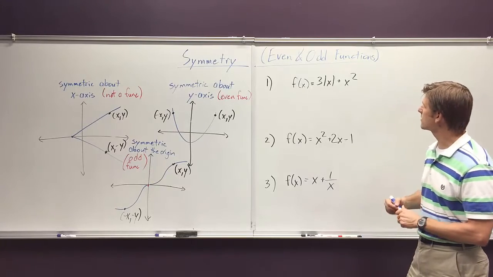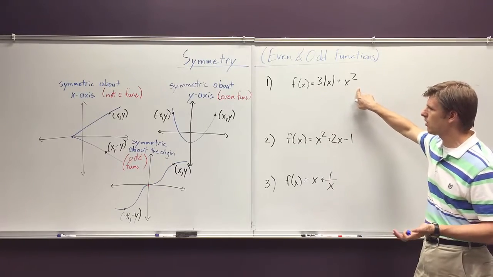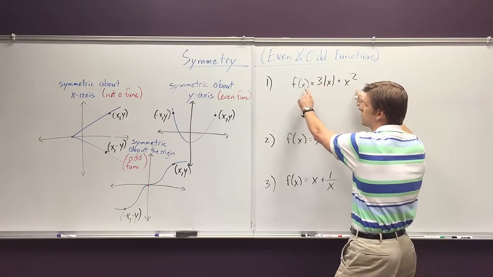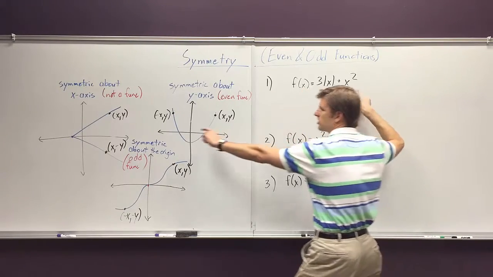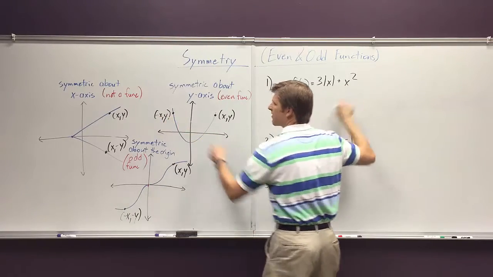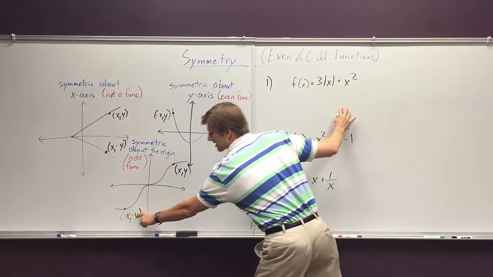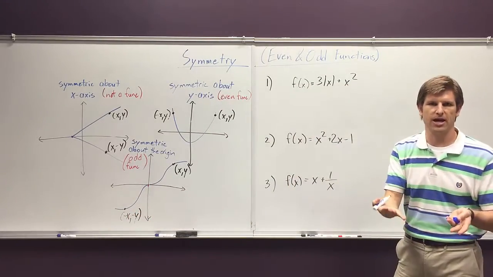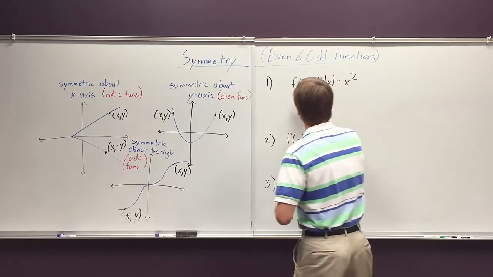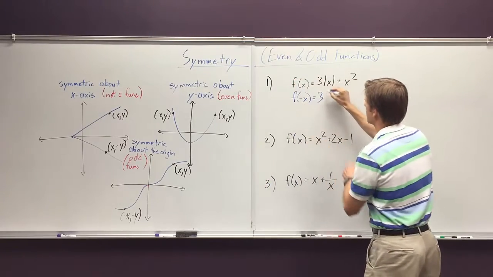So let's take a peek at this. Okay, so we have this right here. I want to know if it's even or odd. I know what happens if you plug in x. The question is, what happens if you plug in negative x? If I plug in negative x and I get out the exact same output, it's even. If I plug in negative x and I get out the exact opposite output, I know it's odd. So we'll do that. f of negative x, plug in negative x everywhere.